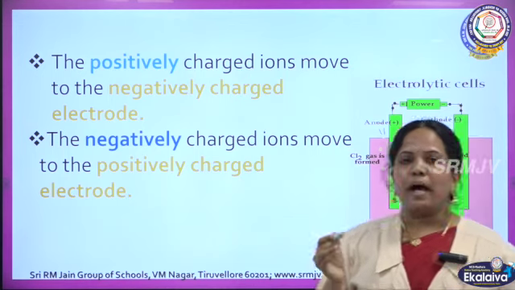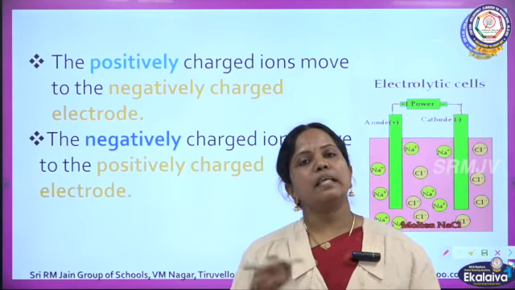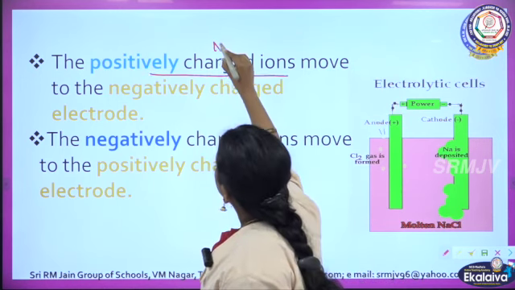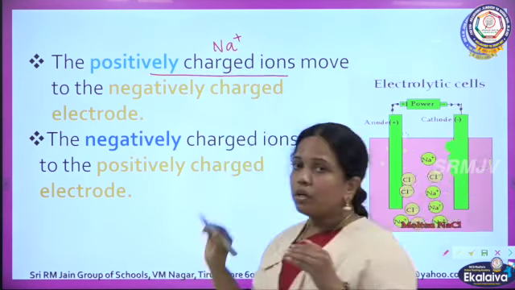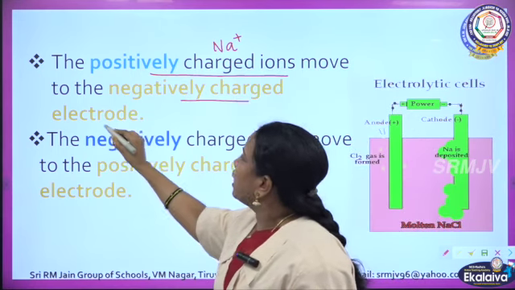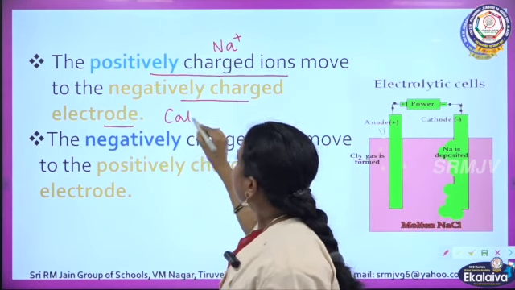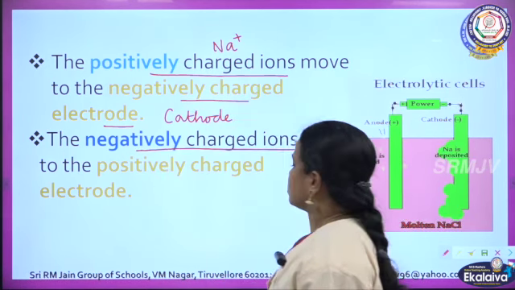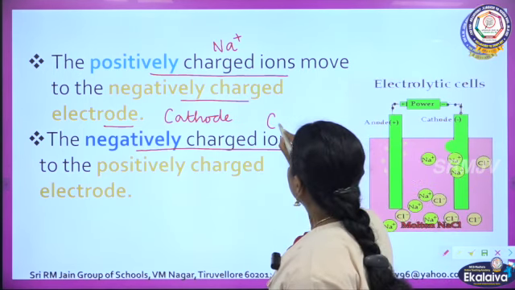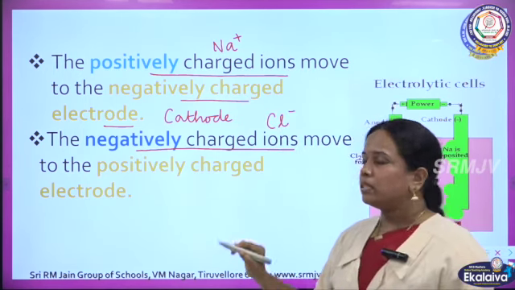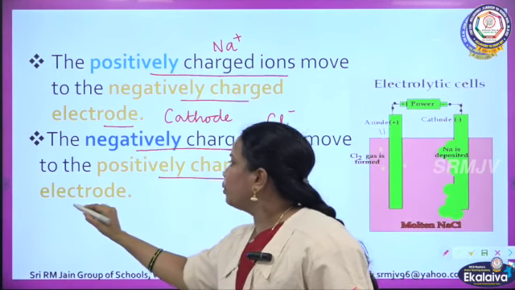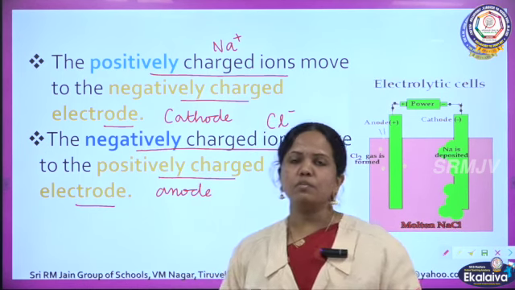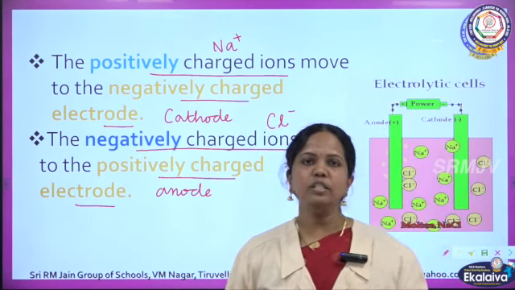When electric current is passed through molten sodium chloride, that is the electrolyte, the positively charged ions, Na plus, move towards the negatively charged electrode, the cathode. The negatively charged ions, that is Cl minus, move towards the positively charged electrode, the anode. So, in this process both oxidation as well as reduction take place.